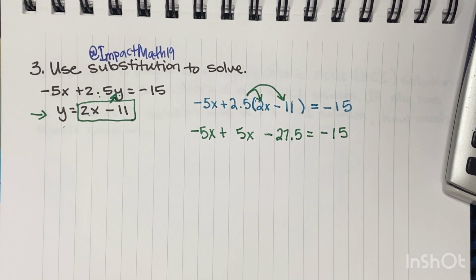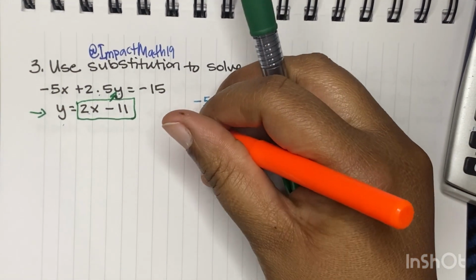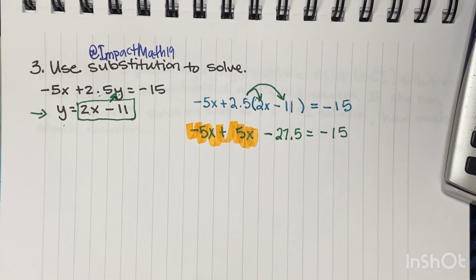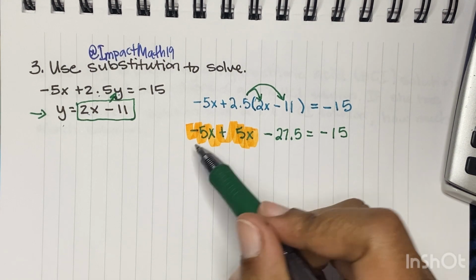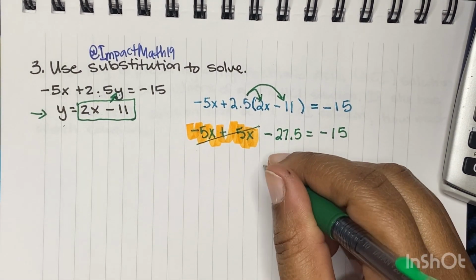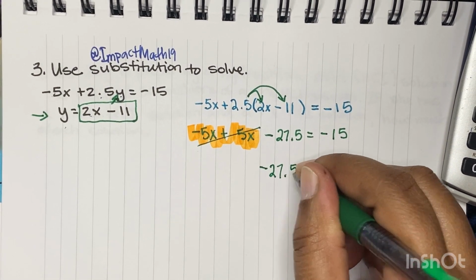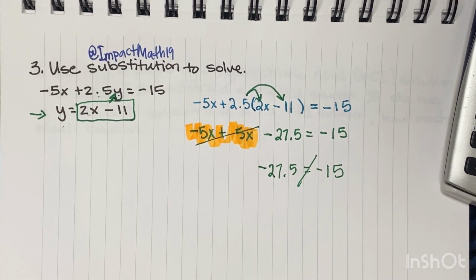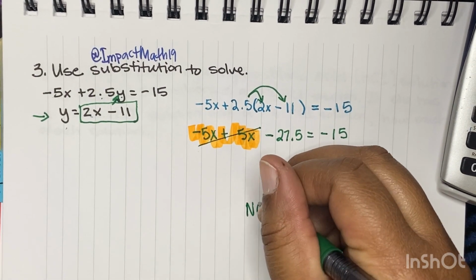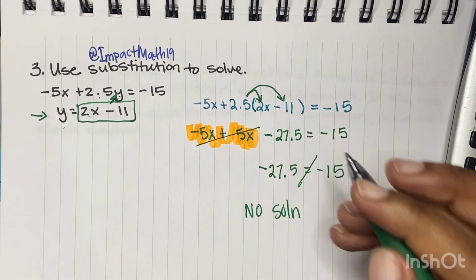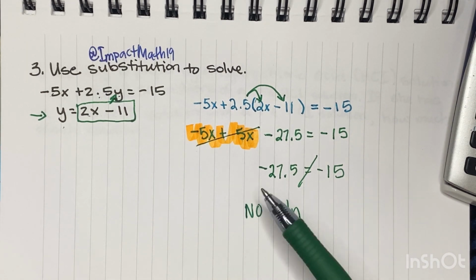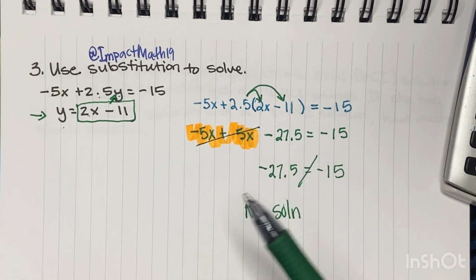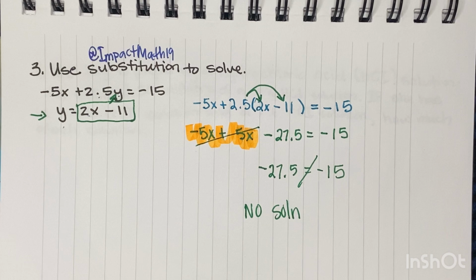Alrighty, so if you look here, we have some like terms. We have a negative 5x plus a positive 5x. Those cancel. So we're left with negative 27.5 equals negative 15. Since this is not true, that means this is a no solution. That means you don't have anything that you could plug in to make this true. So there's no solution to this. All righty, let's go to the next.